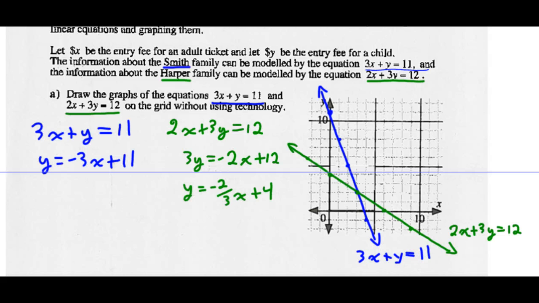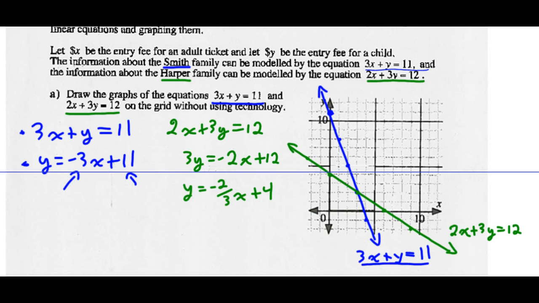So here's what we should have had. For the Smith family, the blue line, 3x plus y is 11. All right, we want to solve the equation for y, put it in slope-intercept form. Then we know the slope is -3, the y-intercept is 11. So you make a dot at y-intercept of 11, and the slope rises 3 and runs 1 to the left, or falls 3, runs 1 to the right, and you label that line.